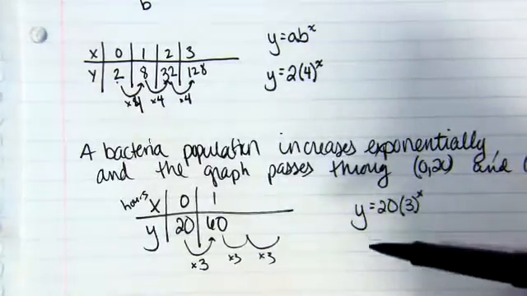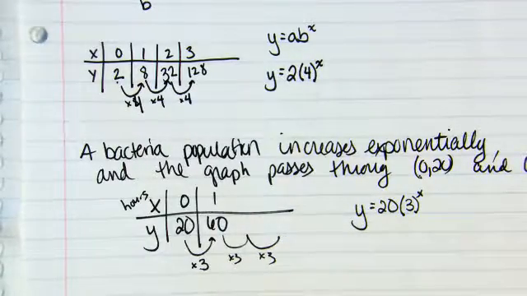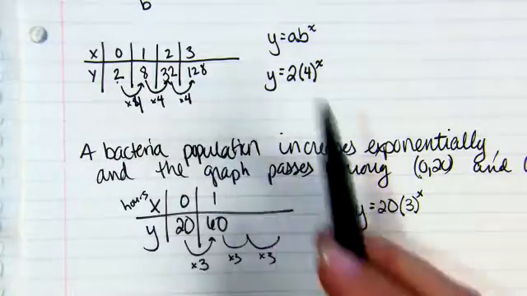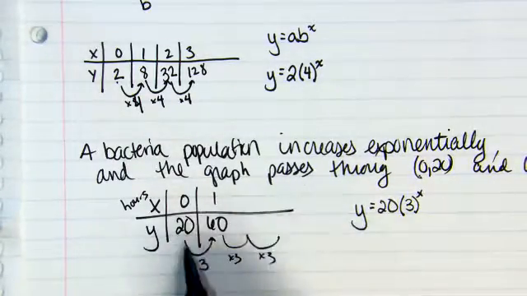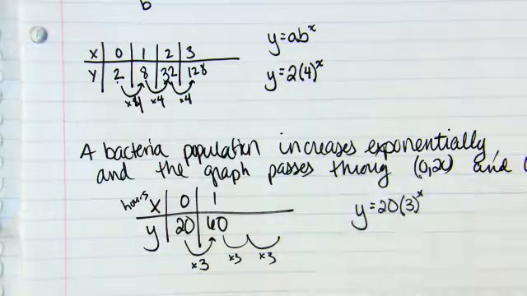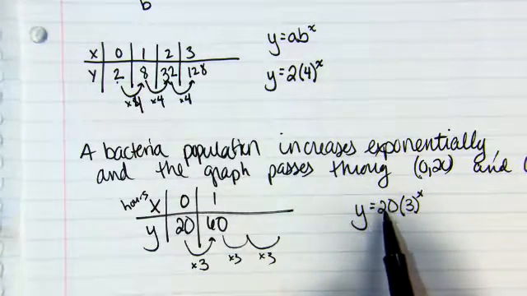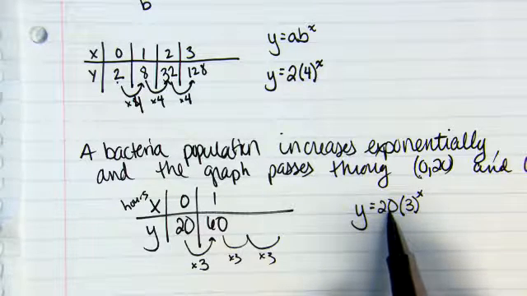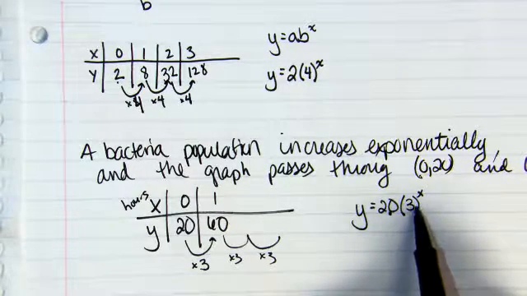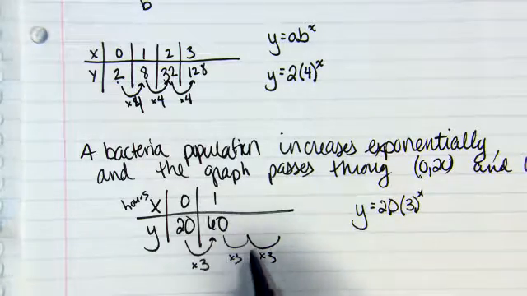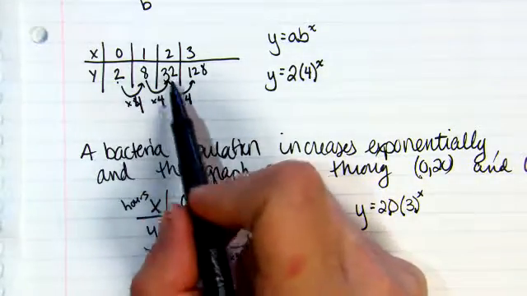There's another example kind of like this in your book. It's example 5, so you can go ahead and look at that. And you can see when you're given more points, it makes it a little easier to see what you're multiplying by each time. But this is the whole idea where 20, or your a, is your starting point, your y-intercept. b is the number that you're repeatedly multiplying. So by 3, by 3, by 3, or by 4, by 4, by 4.